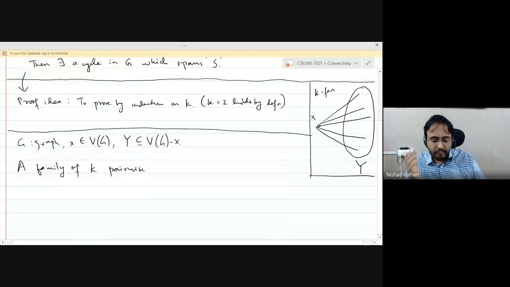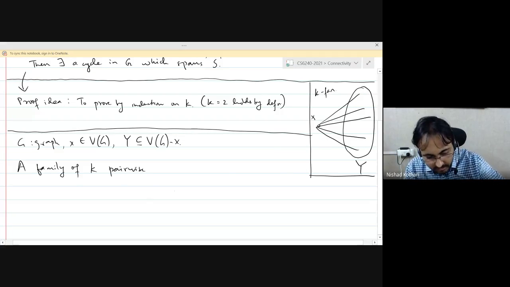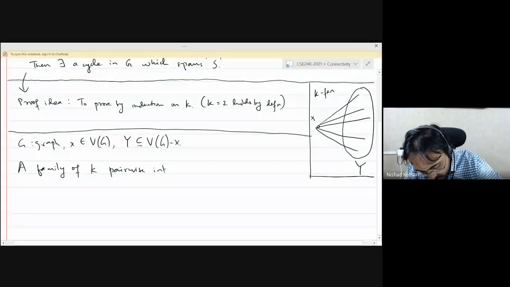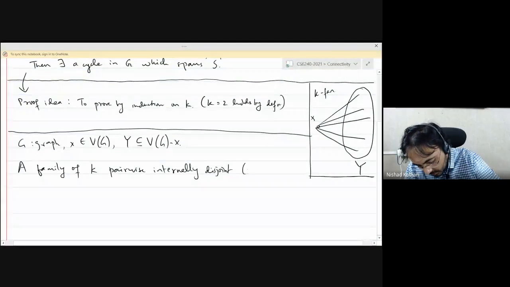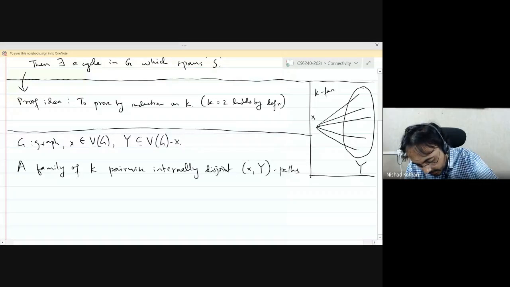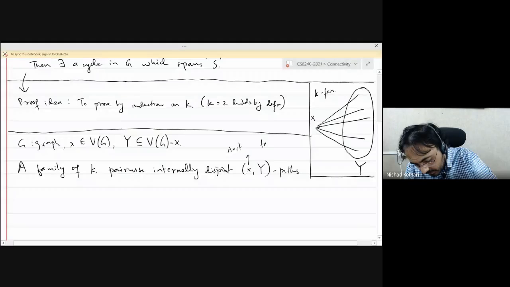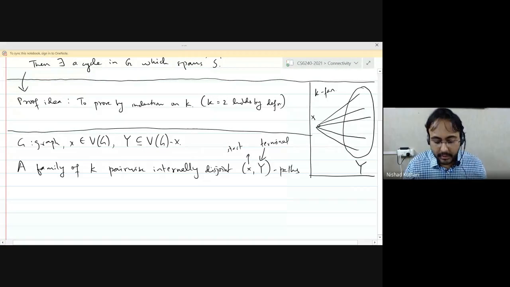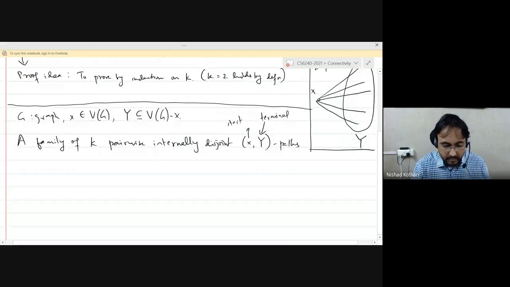They are internally disjoint, but in fact their ends are also distinct. So pairwise internally disjoint XY paths. What I mean here is that X is the start vertex and the terminal vertex belongs to this set. Okay, so I'm using the order to my advantage.